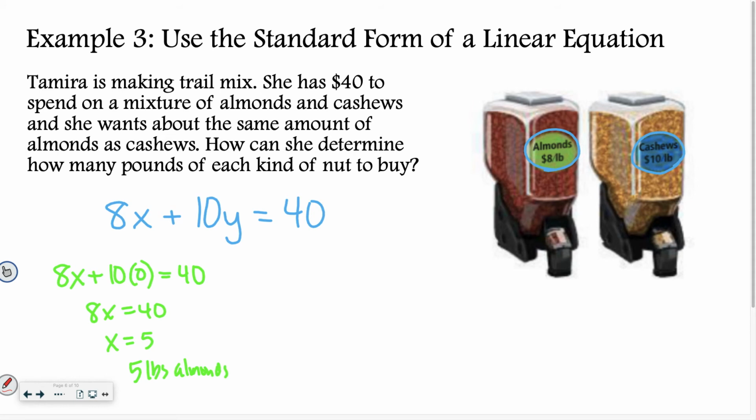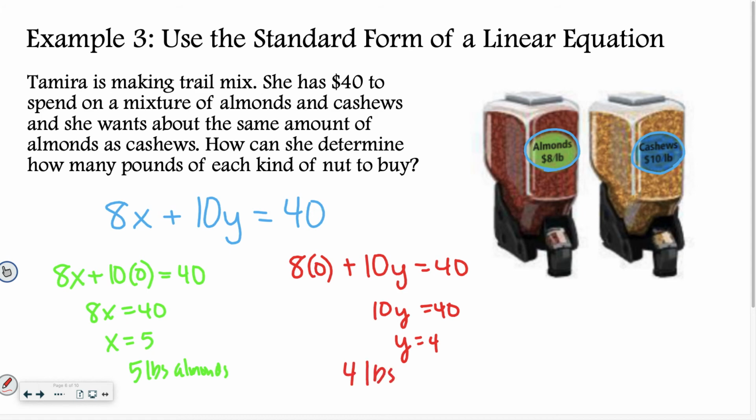And then if we were talking about just cashews, I would say I don't want any almonds, so I'm going to plug 0 in for pounds of almonds. And then I'm going to do 10y equals 40, and y equals 4. So if she didn't buy any almonds, she could buy 4 pounds of cashews.